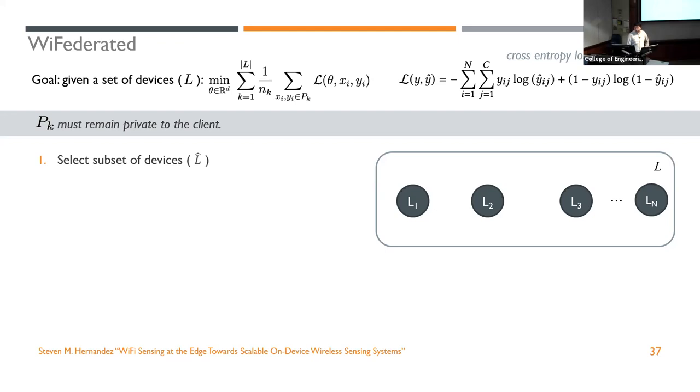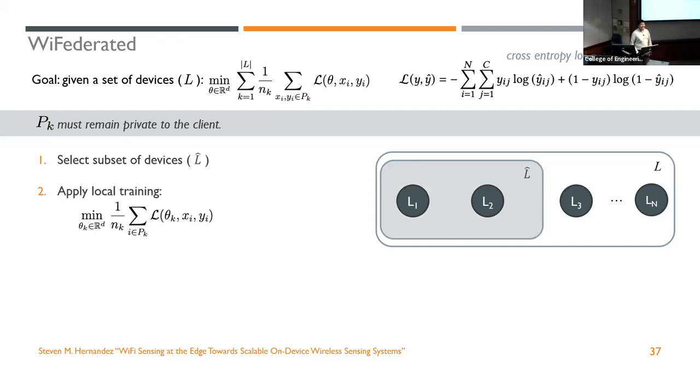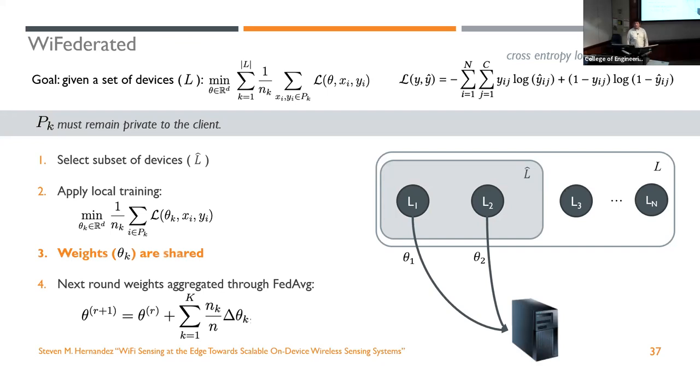So towards this, we select a subset of devices, L hat. Here in the illustration, it's L1 and L2. We ask each of them to independently train locally to personalize on their own data set. With that, we get theta 1 for location 1, theta 2 for location 2. We take those new weights and share them to a central server, which then performs federated averaging to aggregate the weights together, and we end up with a new federated model, theta r+1.